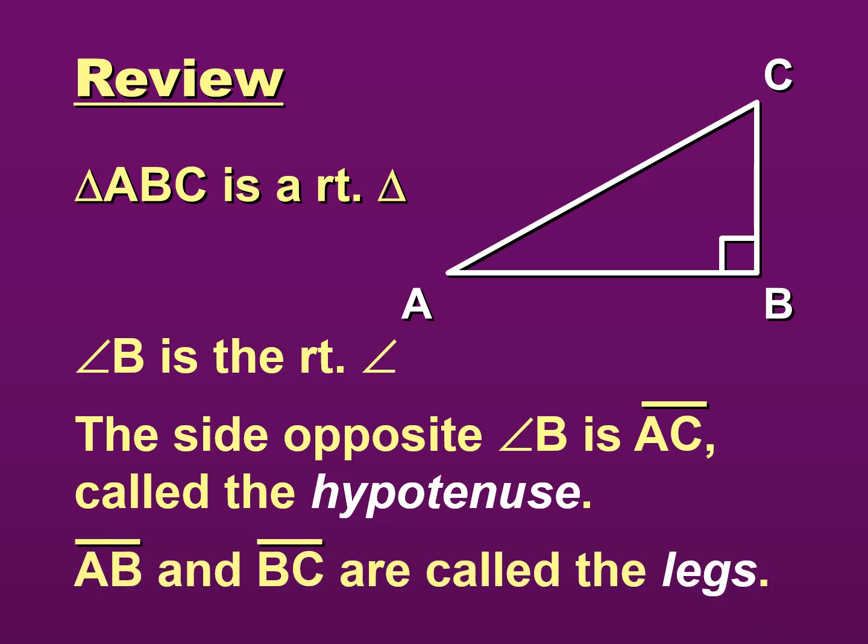And then the other two sides that are not the hypotenuse, we call those the legs. So for triangle ABC, segment AB and segment BC would be the legs.